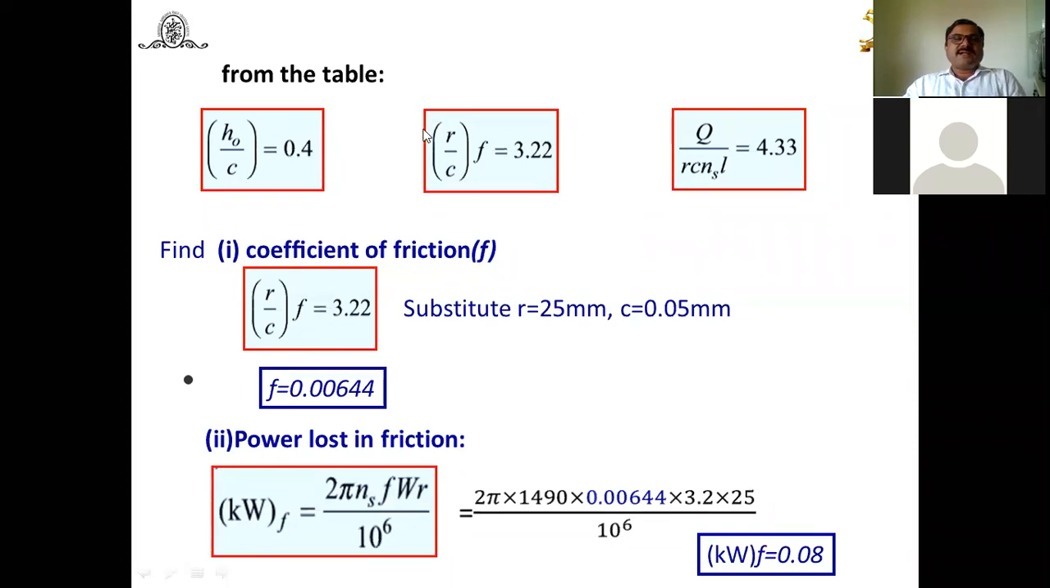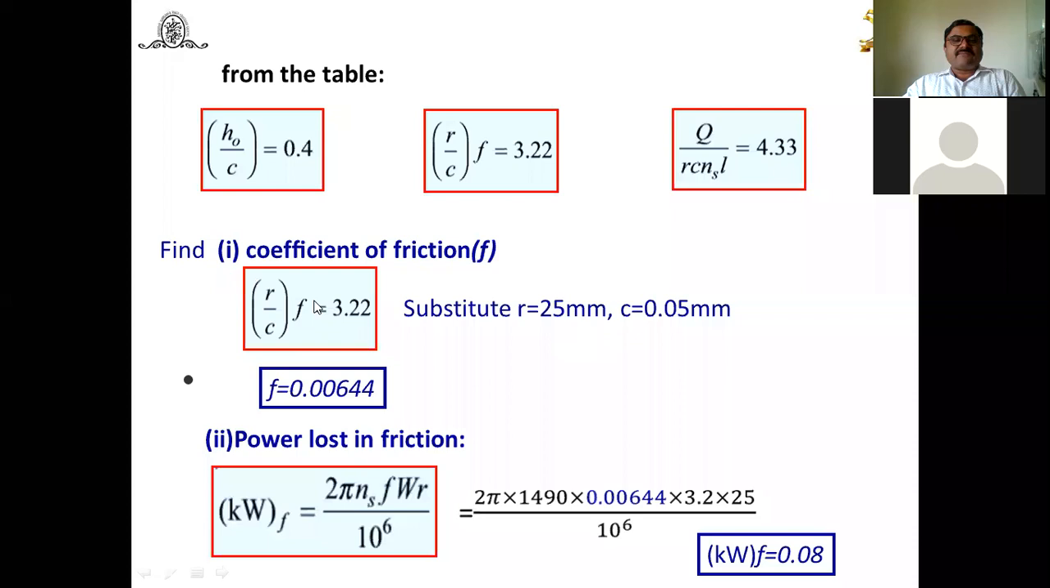The coefficient of friction, how to find out? By using this. Now here R by C into F, F is the coefficient of friction, which is equal to 3.22. But here in the problem statement, the radius of the bearing is given as 25 mm, and the clearance C is also given as 0.05 mm. You can substitute these values here, R and C.